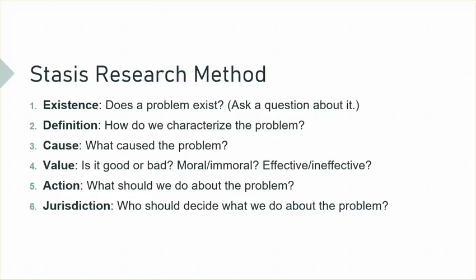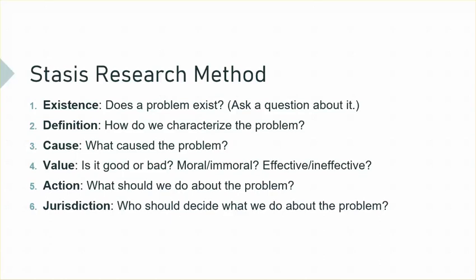So the stasis research method is a series of 6 questions that you ask about the issue or topic that you've chosen. The first question is existence. So does a problem actually exist? And you formulate a question about it. We'll look at examples of each of these in just 1 minute. The second step is definition. How do we characterize the problem?